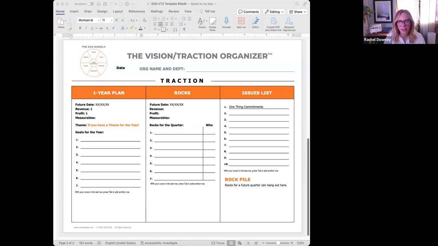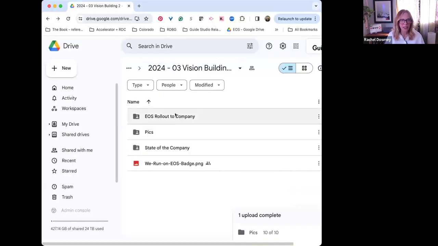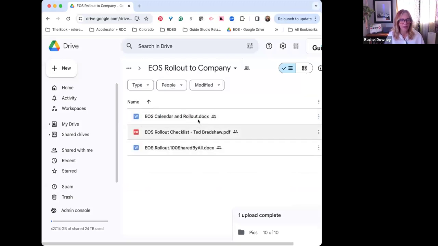I did put some tools in your Drive folder. Let me see if I can find that. Where'd it go? Here it is. So you'll see that you have an EOS rollout to company, and there's a couple things in there that will be helpful in guiding you in that practice.